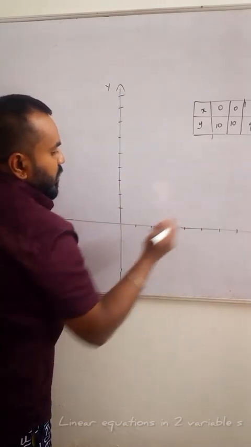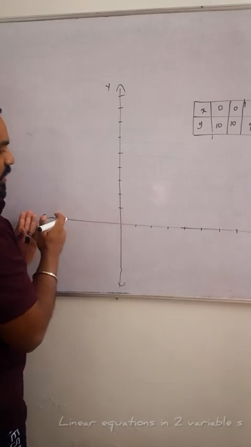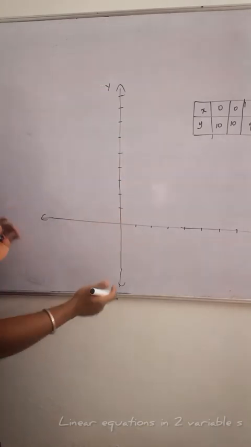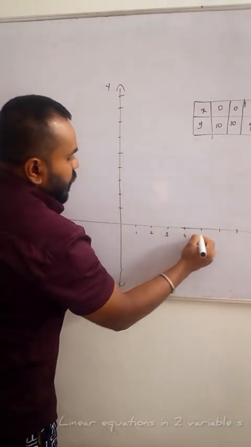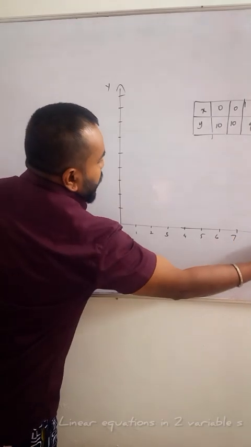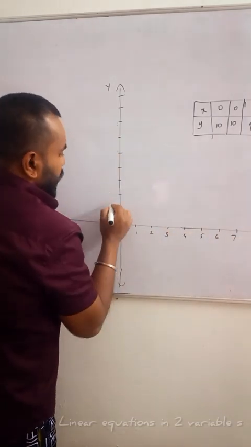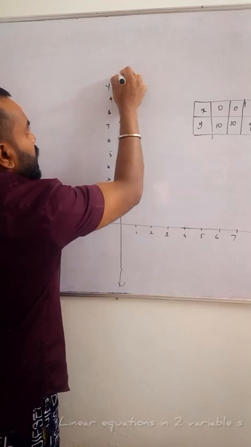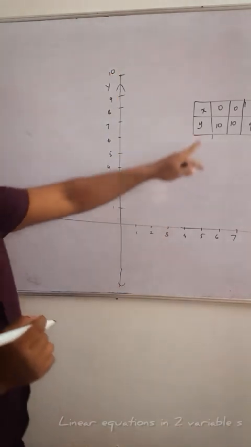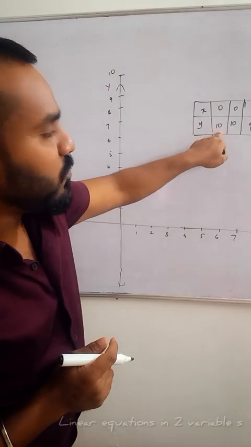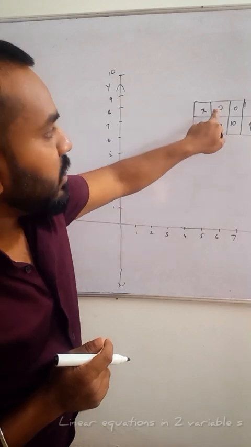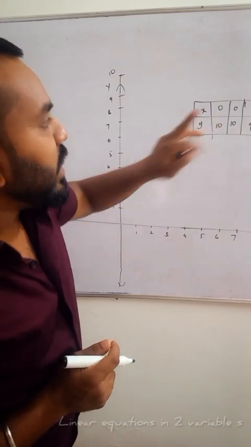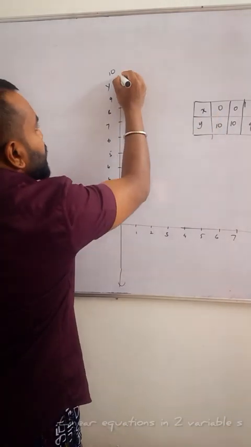So this is the positive x-axis, negative x-axis, positive y and negative y. 1, 2, 3, 4, 5, 6, 7, 8, 9, 10. Then 1, 2, 3, 4, 5, 6, 7, 8, 9, and one more point, 10. So which is the first point? When x is equal to 0, y is equal to 10. What do you mean by that? There is no movement along the x-axis, y is equal to 10. So on the y-axis you can mark 10.